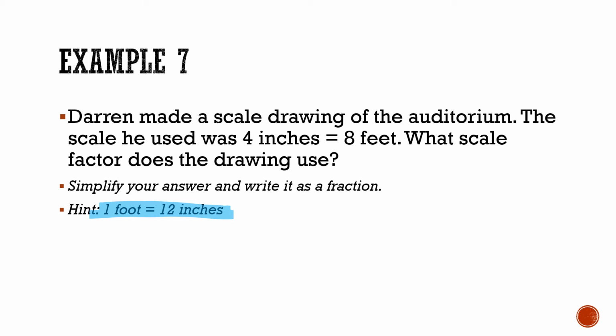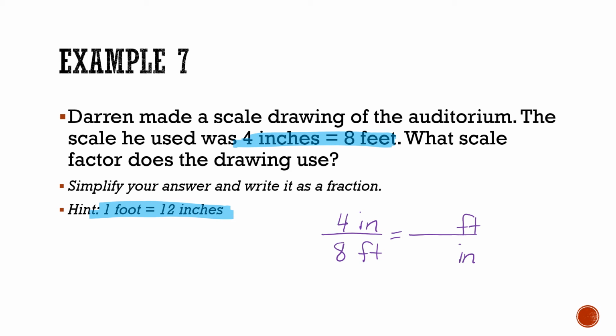It says Darren made a scale drawing of the auditorium. The scale he used was 4 inches equals 8 feet. So what was the scale factor? So 4 inches is equal to 8 feet. We're going to write our units opposite this time because we cannot have units in a scale factor answer.